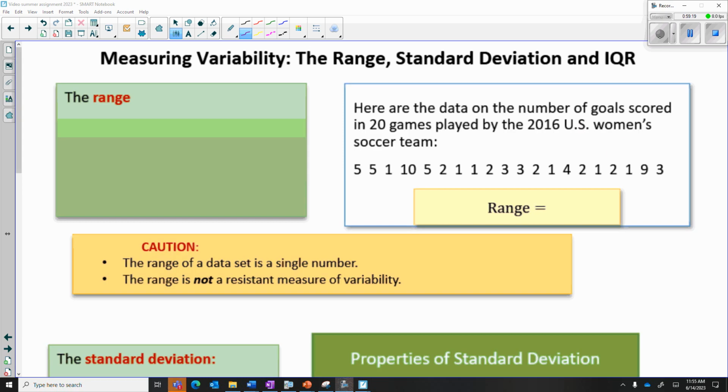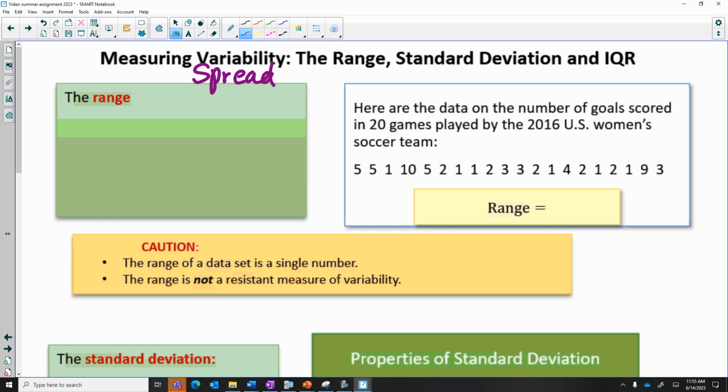Next thing we're going to talk about is spread. So we talked about shape, we talked about center, now we're going to talk about spread. Another word for spread, or how spread out the data set is, is variability or variation. So basically, is my data all consistent or is it all spread out all over the place? Spread can be measured by range, standard deviation, and interquartile range.